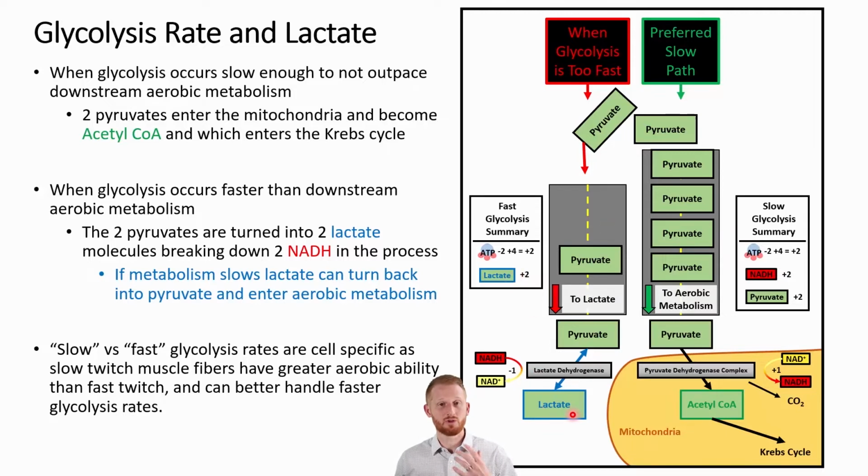So if metabolism slows down, or bioenergetics slows down, glycolysis slows down, the lactate can be turned back into pyruvate, and you basically end up recreating the NADH, and the pyruvate can go down this preferred path at that point in time. But metabolism, so basically exercise intensity, needs to slow down enough for that to happen, or if you just stop and start resting, that will eventually happen to most of the lactate.